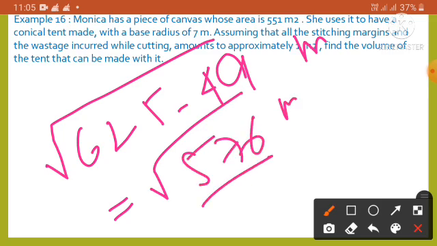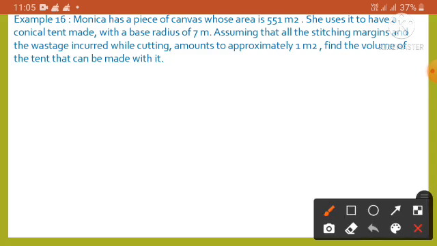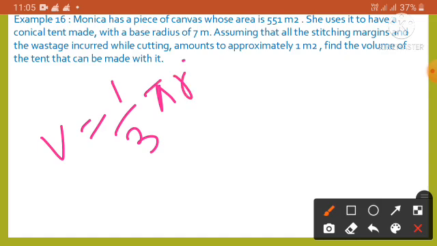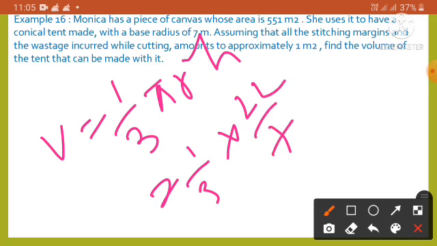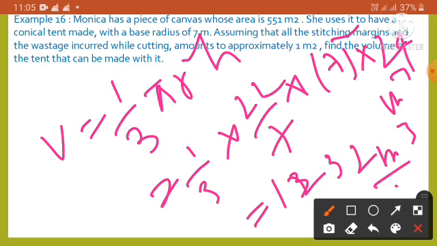So root over 576 is equal to 24 meter. Okay, so now we have to find the volume of the conical tent. The volume of the conical tent is equal to 1 by 3 pi r square h. So it will be 1 by 3, 22 by 7, r is 7 square, and height is 24, unit is meter cube. If you calculate it, then we will have 1232 meter cube. So the volume of the conical tent is 1232 meter cube.